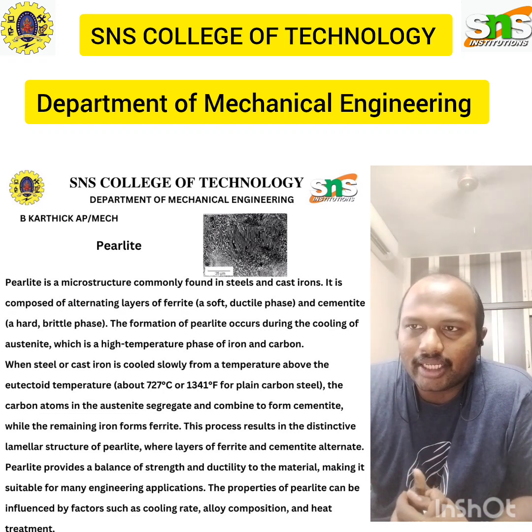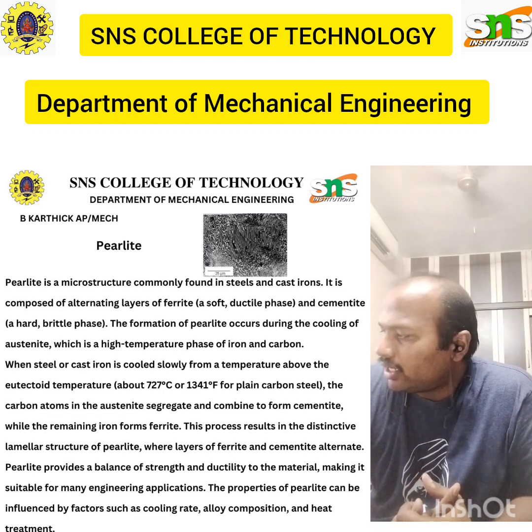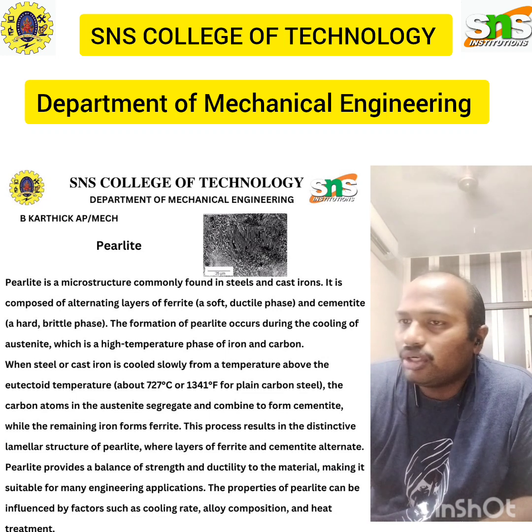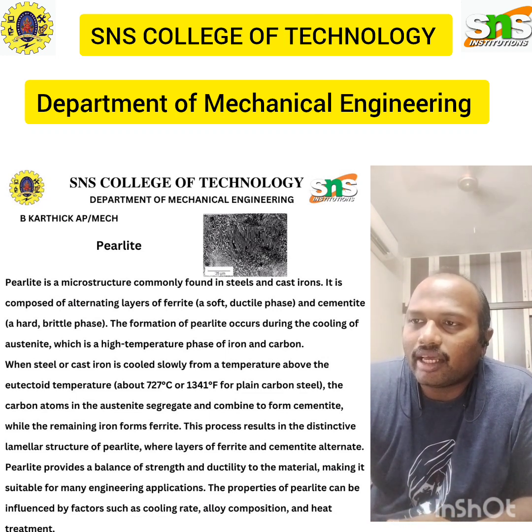It's a type of invariant reaction which you will see in the upcoming videos, which occurs when austenite, a high temperature phase of iron carbon alloy, is cooled below the eutectoid temperature. As a steel or iron cools, the carbon atom precipitates out of the solid solution to form a layer of cementite, while the remaining iron forms a layer of ferrite.